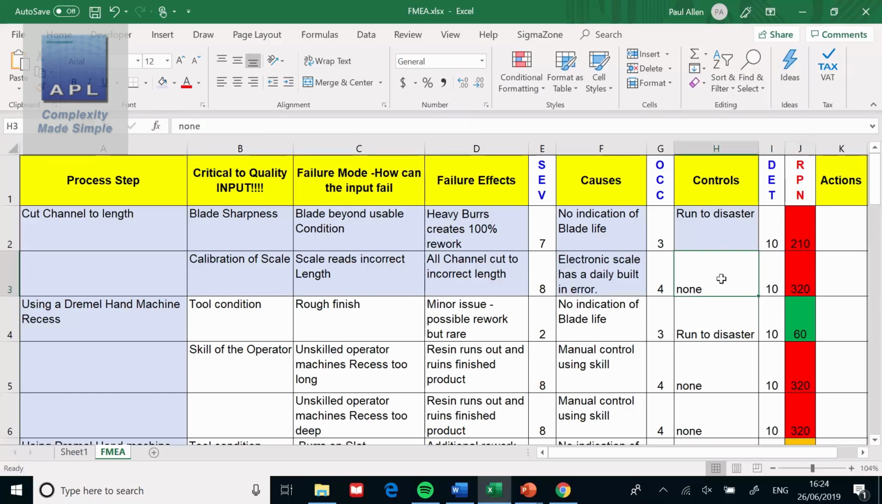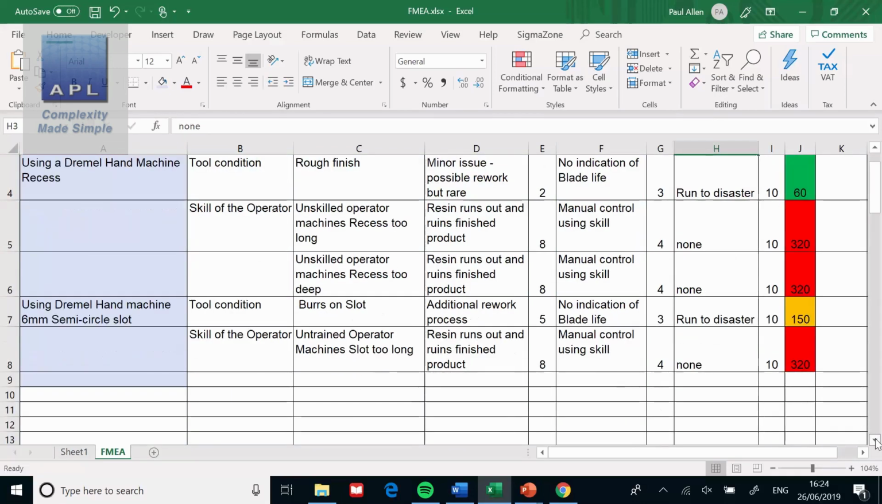What else have we got? Let's take a look at using the Dremel for the hand machining the recess. What are the variables? Tool condition would be one of them. Skill of the operator is the other one. They're the two inputs. If we don't get the tool condition right, we'll get rough finish. Now I've called this a minor issue, so I've scored it very low because the surface finish isn't that important on machining the recess. So this one, look, because it's got a low severity, etc., has come in at 60.